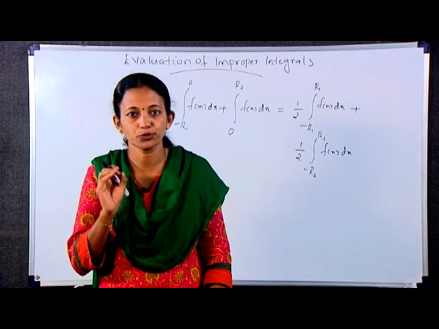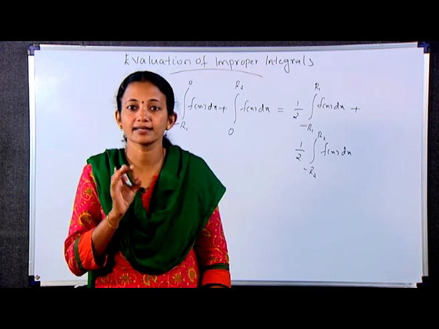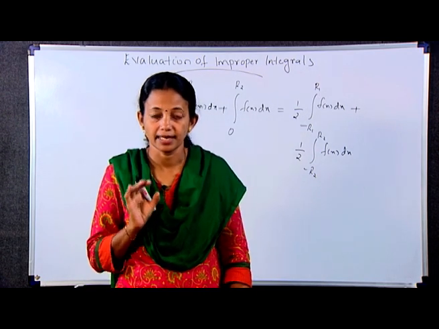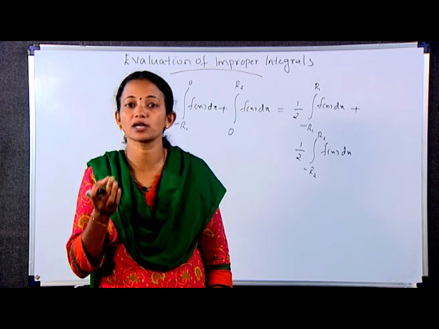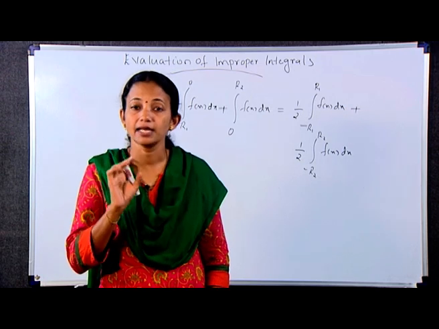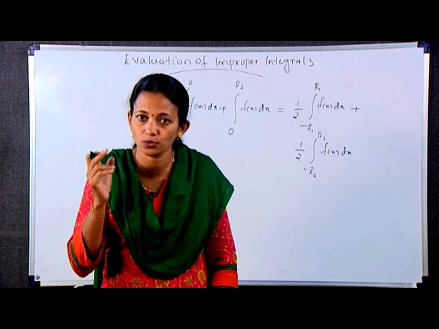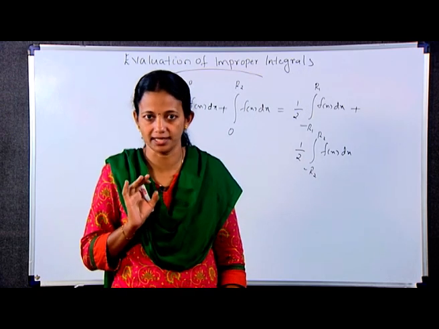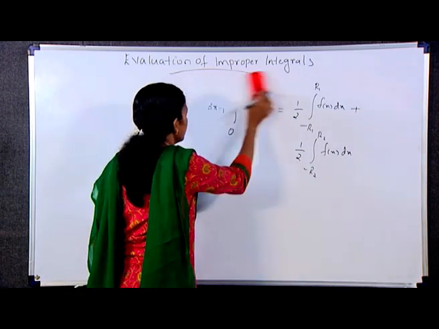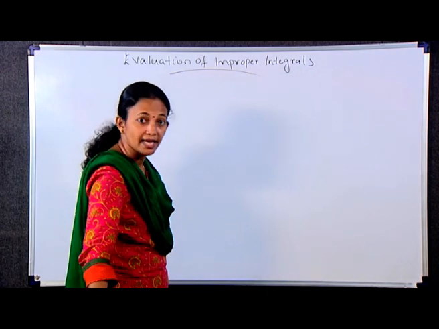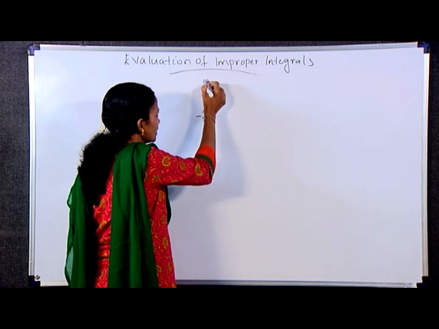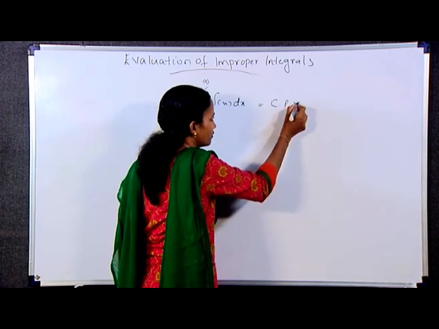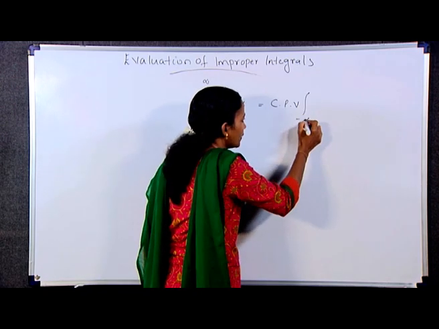If we let R1 and R2 tend to infinity on each side here, the fact that the limits on the right exist means that the limits on the left do too. Hence, the limit as R1 tends to infinity of the integral from minus R1 to 0 of f(x) dx plus the limit as R2 tends to infinity of the integral from 0 to R2 of f(x) dx is equal to the limit as R tends to infinity of the integral from minus R to R of f(x) dx. That is, the integral from minus infinity to infinity of f(x) dx is equal to the Cauchy principal value, that is CPV, of the integral from minus infinity to infinity of f(x) dx.